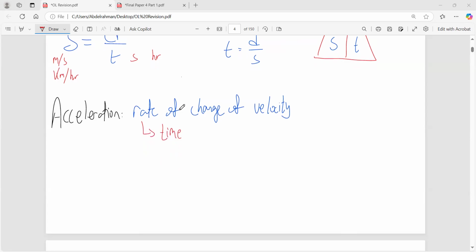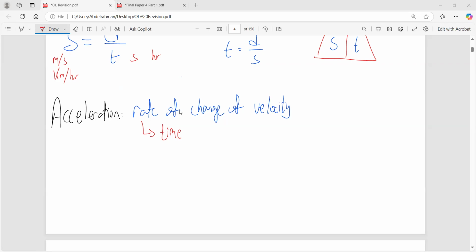It's a vector quantity. That's why you have to change the velocity, not the speed, because we care about the direction. In speed I don't care about the direction, so it's a scalar quantity. But acceleration is a vector quantity, so you do care about the direction. How can I calculate the acceleration?